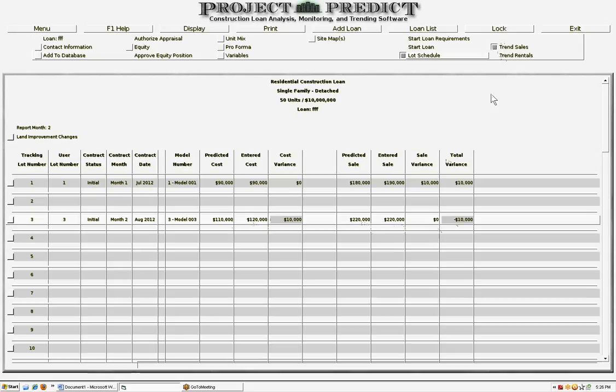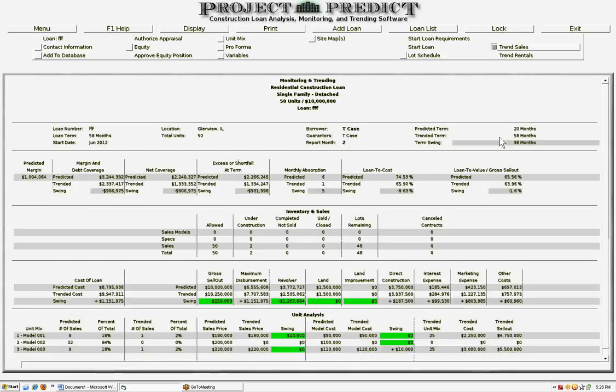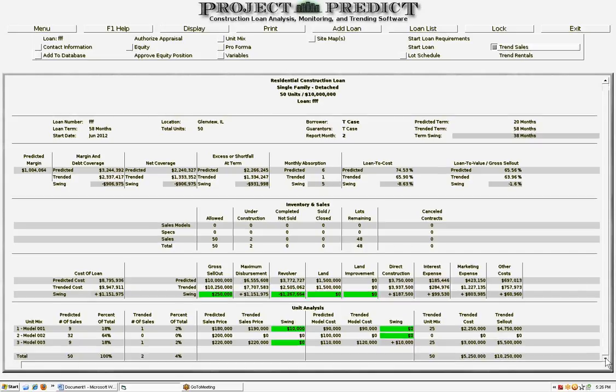Let's go back up here. Take a look at the trend again. Now we're down to 58 months, which is a great improvement. Now we still have net coverage of about $1.3 million, but we're still in trouble here. Maximum disbursement, which is related to the number of months in the term. A couple other things. This is the sellout now because we don't have a sale for number 2.